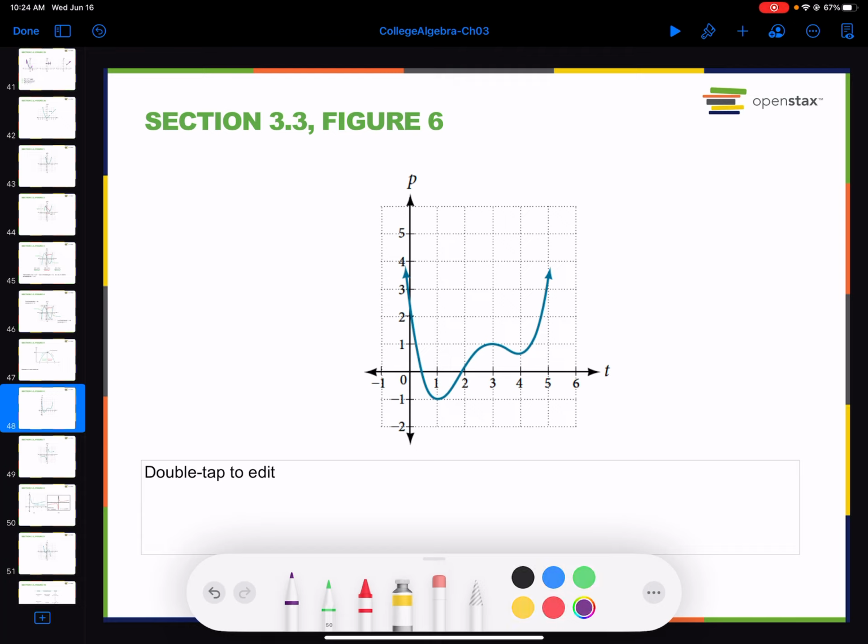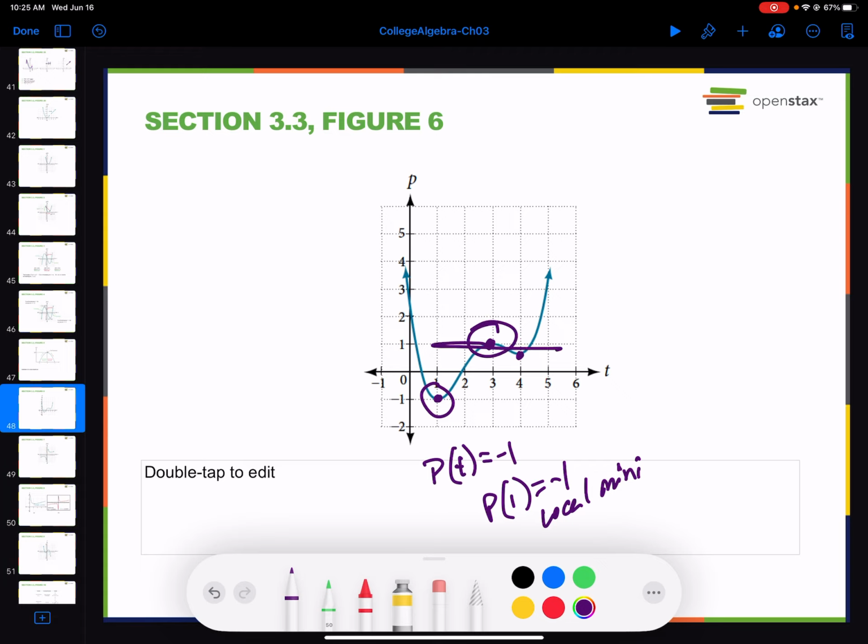We've got the same thing with our inflection points. Those end up being your local extrema. So we've got one here and one here. The local minimum is going to occur right here, and it looks like this is P of 1 equals -1. That's your local minimum. And then our local maximum occurs right here. That's when P of 3 equals 1. That's going to be our local maximum.